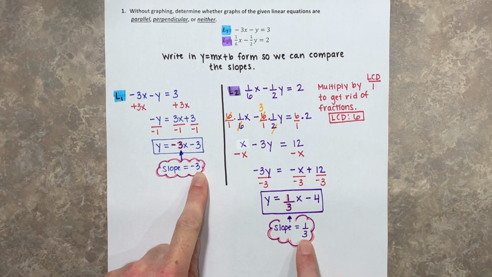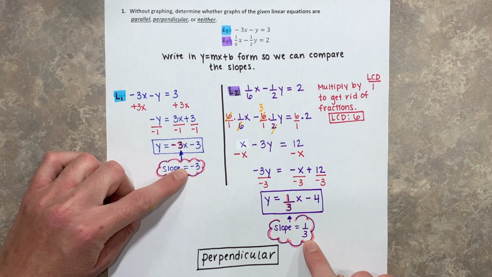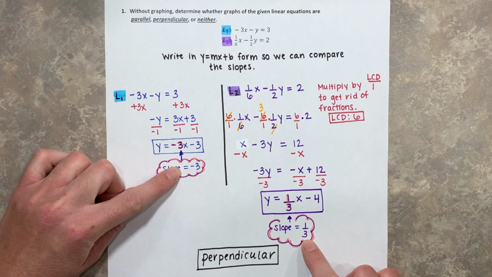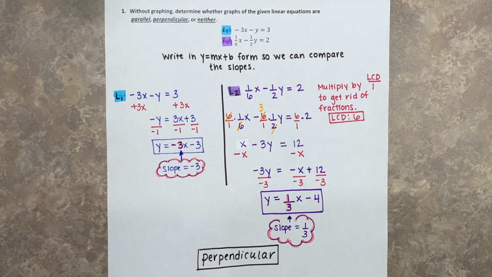Now, to determine if these lines are parallel or perpendicular, or neither, we compare the slopes. Negative 3 and 1/3 are opposite reciprocals. Therefore, our lines are perpendicular. If the slopes had been the exact same number, then we would say that our lines are parallel. And if the slopes were not the exact same number, and if they also were not opposite reciprocals, then we would say that the lines are neither parallel nor perpendicular.